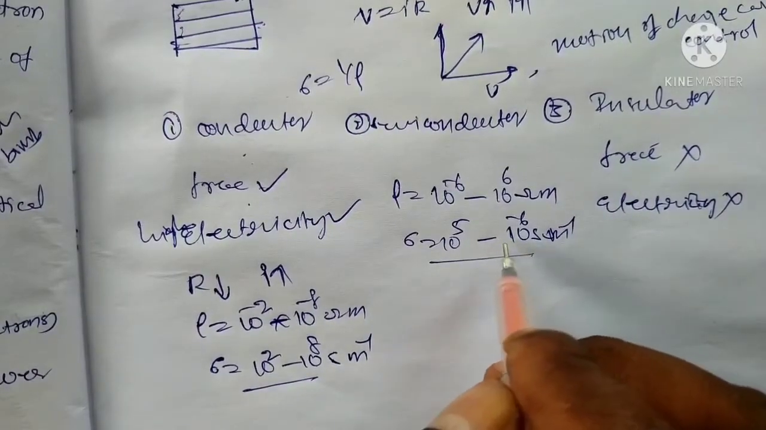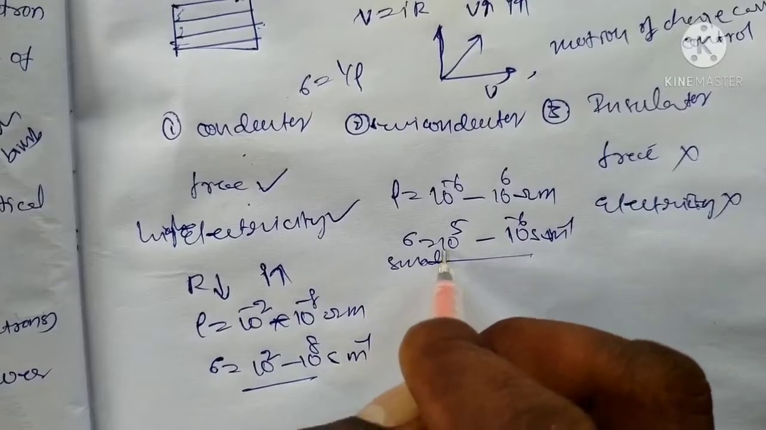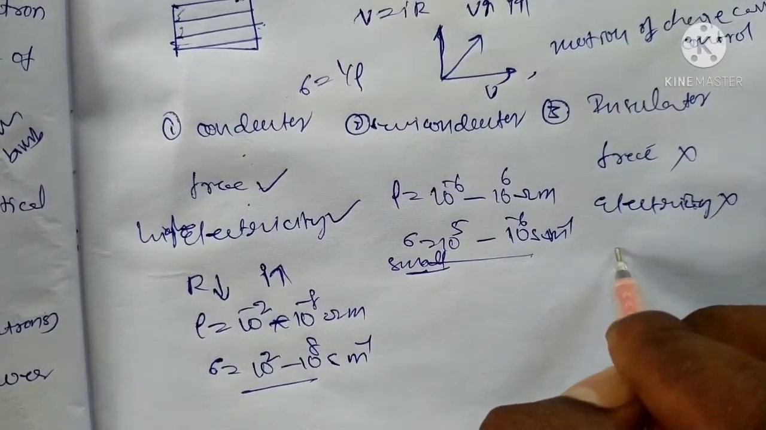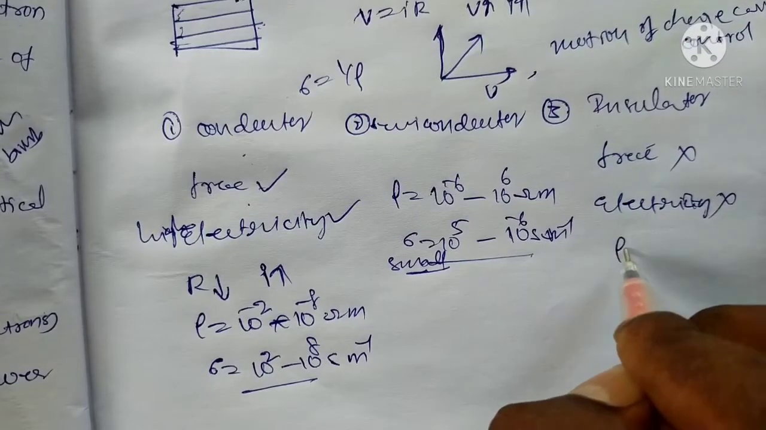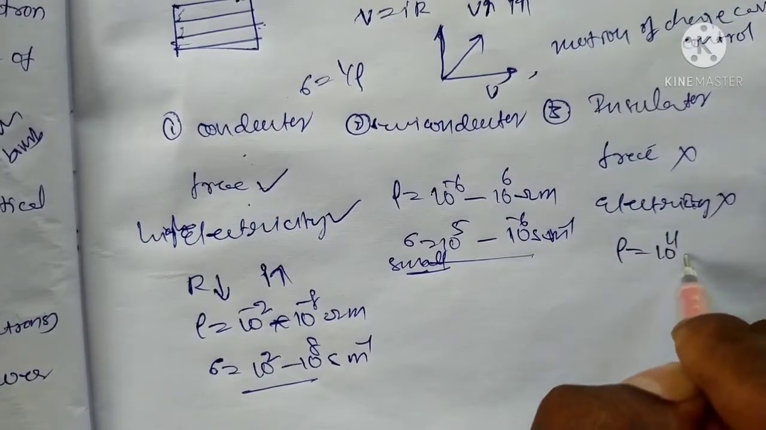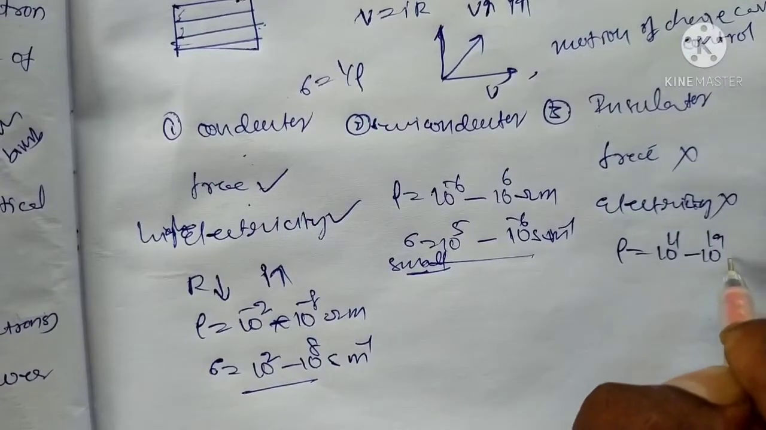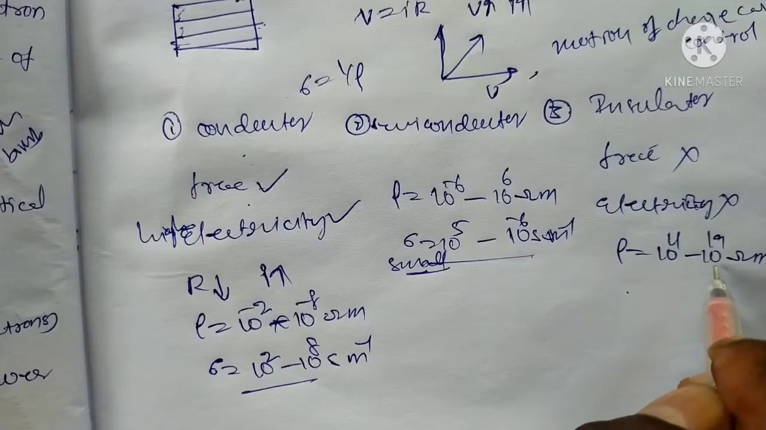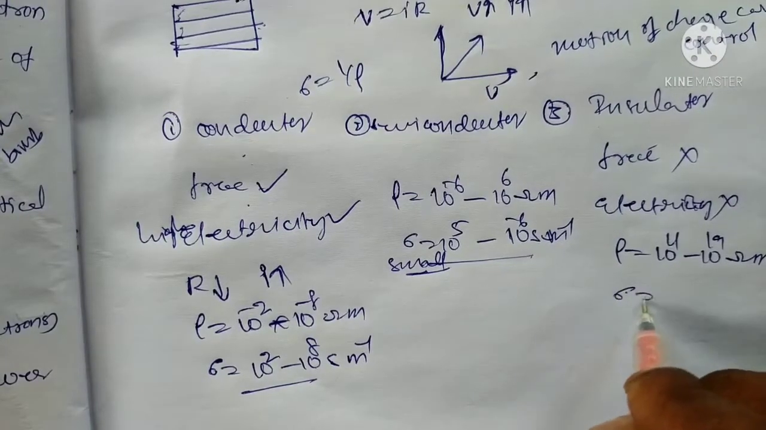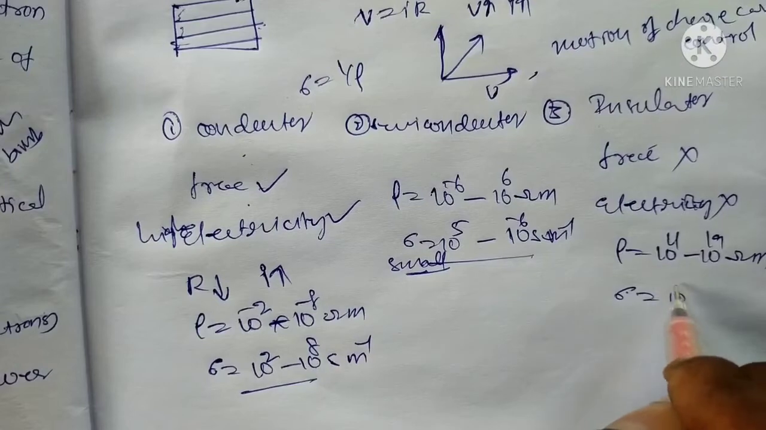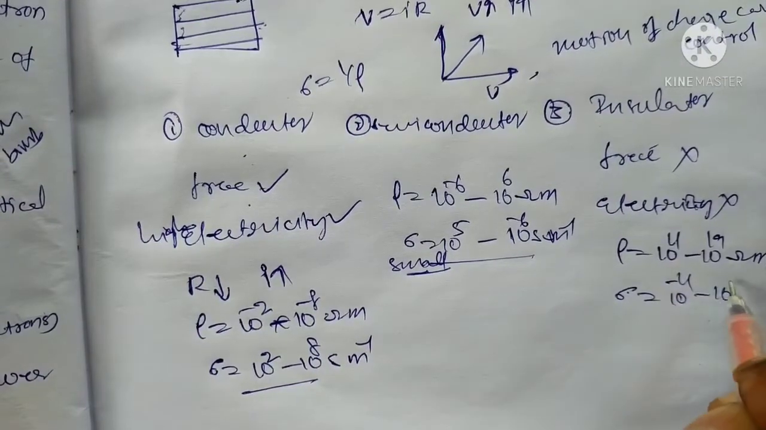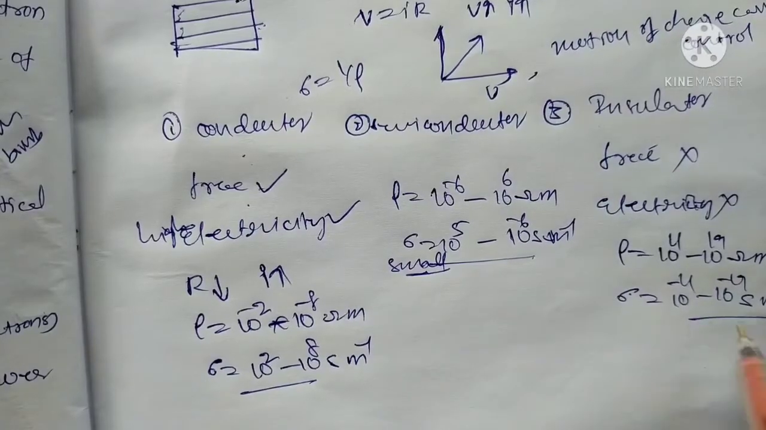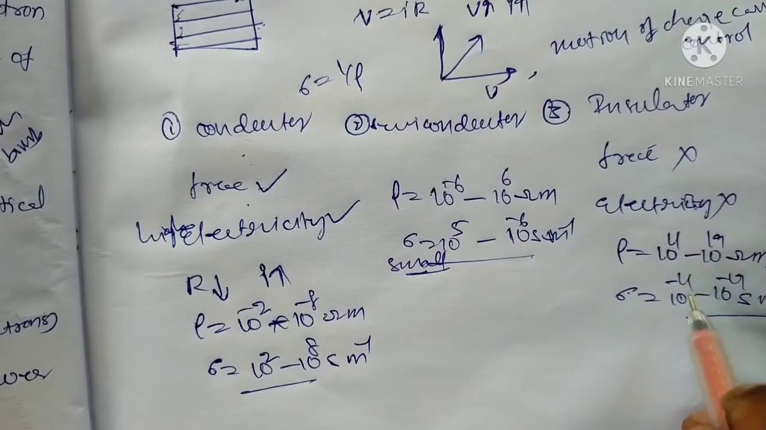It is a low conductivity, a small conductivity. In the case of an insulator, the resistivity rho is high, 10 to the power of 11 to 10 to the power of 19 ohm meter. The conductivity is low, 10 to the power of minus 11 to 10 to the power of minus 19 Siemens per meter. This is the conductivity in the insulator.